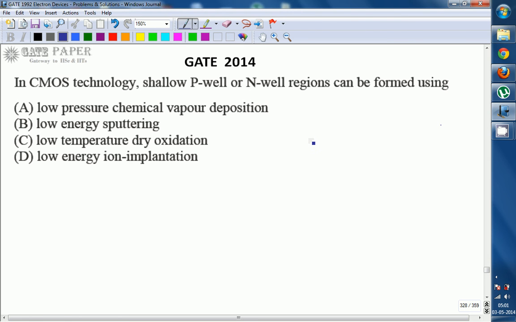Hello, we are discussing the GATE 2014 ECE paper, and this question is related to electronics. In CMOS technology, shallow P-well or N-well regions can be formed using: A. Low pressure chemical vapor deposition, B. Low energy sputtering, C. Low temperature dry oxidation, D. Low energy ion implantation. The right answer for this question is D.